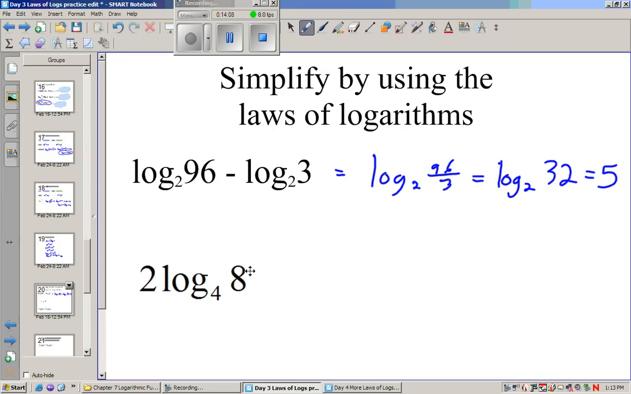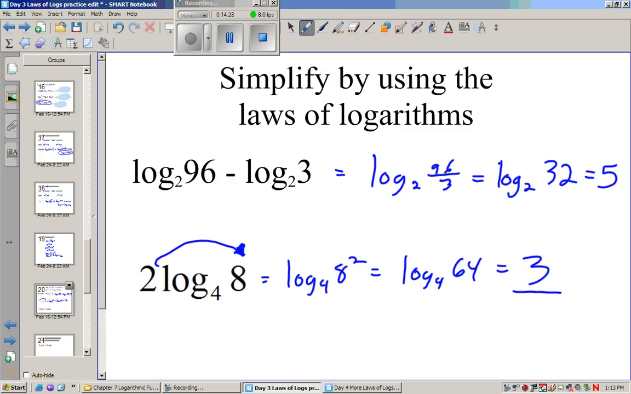Now for this situation, there's a couple ways we can do it. We can take this 2 and put it up here if we want to use our rules. We can say the log base 4 of 8 squared is equal to the log base 4 of 64. And 4 to the third power is 64, so our answer is 3.